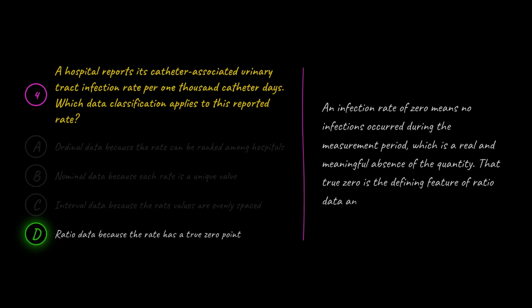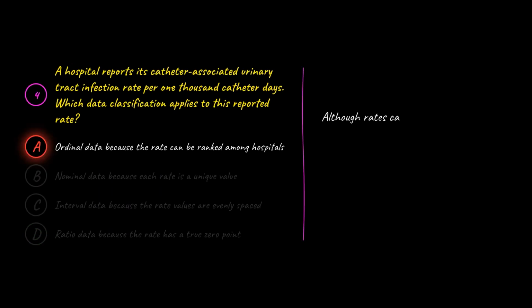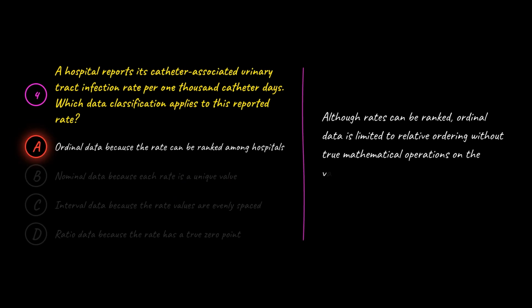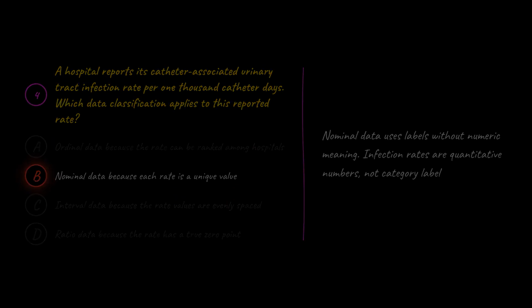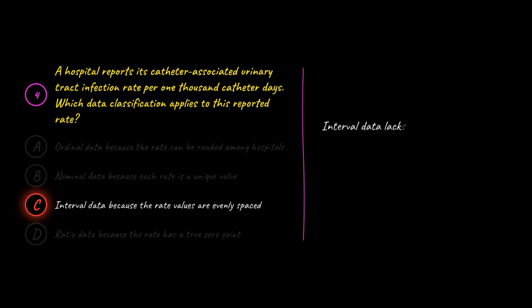A is wrong because although rates can be ranked, ordinal data is limited to relative ordering without true mathematical operations on the values themselves. Rates support full arithmetic, making them ratio. B is wrong because nominal data uses labels without numeric meaning. Infection rates are quantitative numbers, not category labels. C is wrong because interval data lacks a true 0. The infection rate scale anchors at 0 infections, which gives it the additional ratio property.